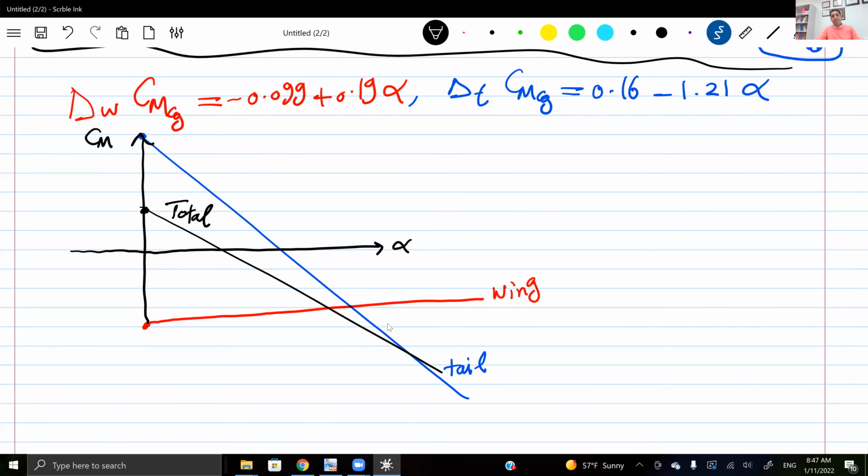Questions? So is it just like a vector addition, basically? It's not vectors, we're adding the respective constants. So we're adding the CM naughts together to get the CM naught for the entire airplane. We're adding the CM alphas together to get the CM alpha for the entire airplane. All right.